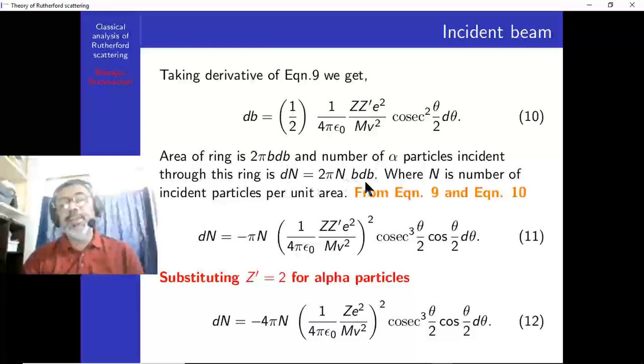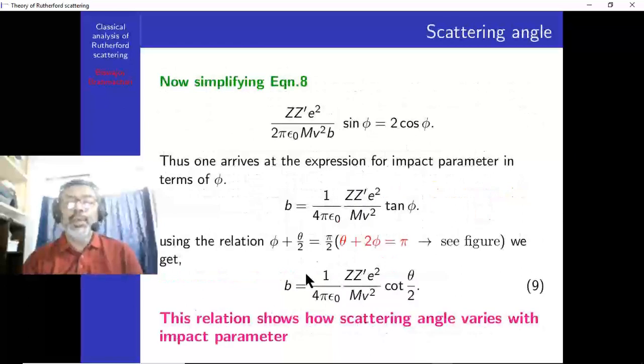The expression has b and db, and we can re-express b and db in terms of theta, because we have a relation between b and cot theta. So let us substitute b and let us substitute db. So we take db by d theta, which will also bring in a minus sign here. Both of them will have this constant factor, 1 by 4 pi epsilon naught zz prime square by mv square. So we will substitute b and db from this equation 9.